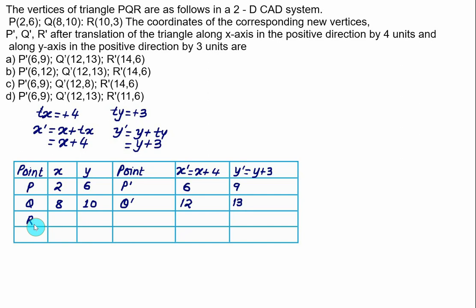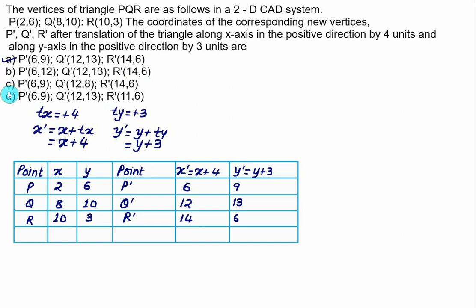Then for R, the coordinate is given as 10, 3. The new point will become R prime. We have x plus 4, 10 plus 4 is equal to 14. Y prime is y plus 3, that is 3 plus 3 is equal to 6. So we have 6, 9, 12, 13, 14, 6.